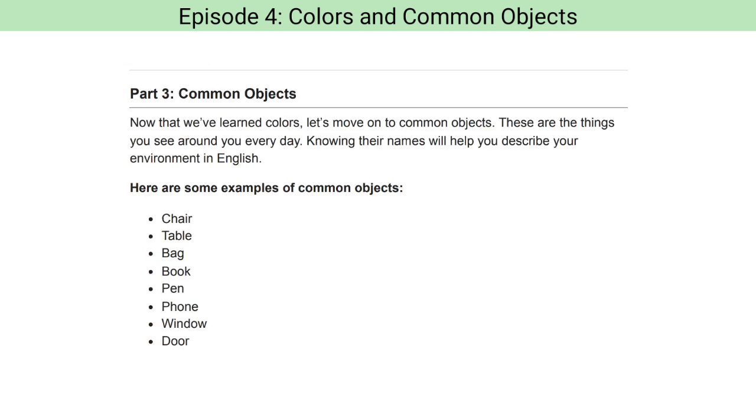Part 3, Common Objects. Now that we've learned colors, let's move on to common objects. These are the things you see around you every day. Knowing their names will help you describe your environment in English. Here are some examples of common objects: chair, table, bag, book, pen, phone, window, door.